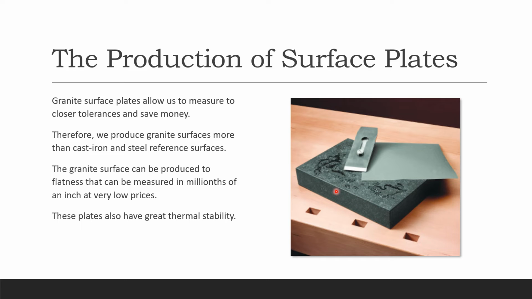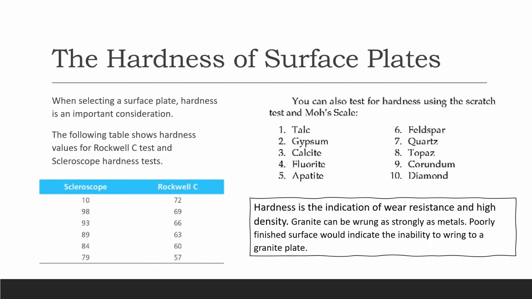So the granite surface can be produced to flatness that can be measured in millionths of an inch at very low prices. These plates also have great thermal stability. So those are the reasons why we're choosing granite over the other 2 stones.